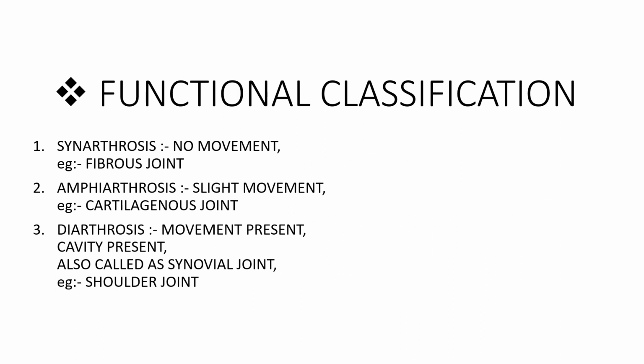Further, we will study each individual classification in detail. First, the functional classification. In this classification, we have synarthrosis, amphiarthrosis, and diarthrosis. The first one, which is the synarthrosis, has no movement. There will be no movement occurring on synarthrosis. The example of synarthrosis is a fibrous joint.